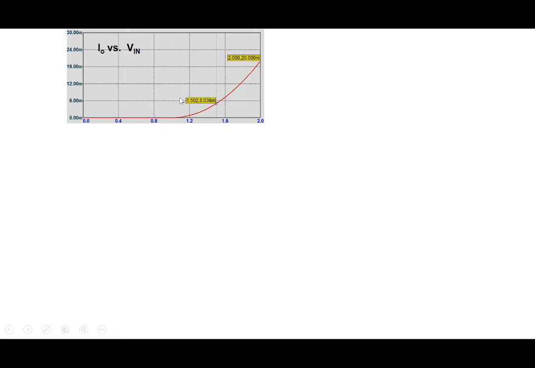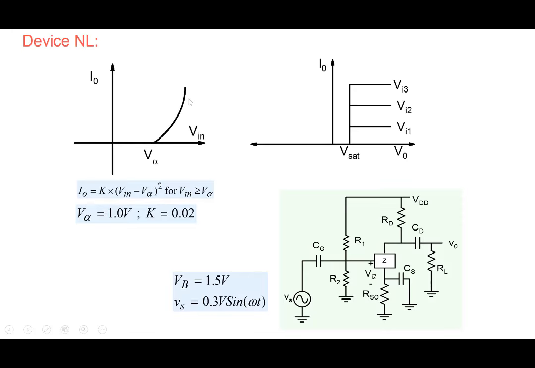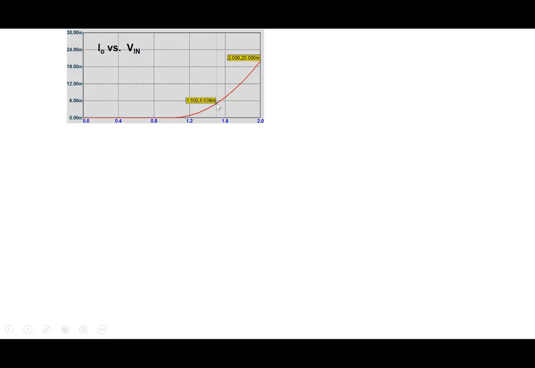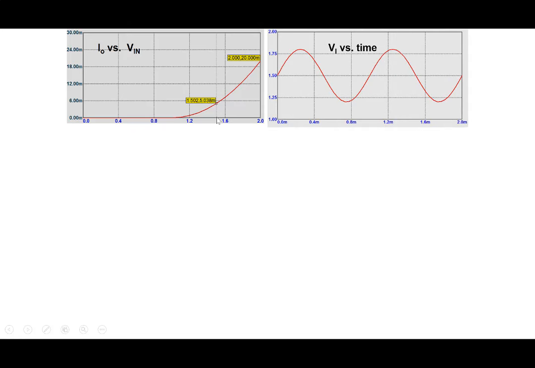So this is our I0 versus Vin characteristic here, the same characteristic we have plotted here. And we are biasing it at 1.5 volt here. So now we apply a total input which would be the sum of the biasing voltage, 1.5 volt DC, plus on top of that we have a 0.3 here.